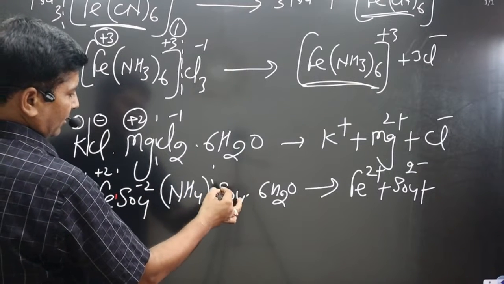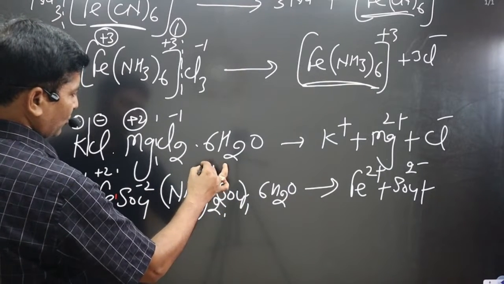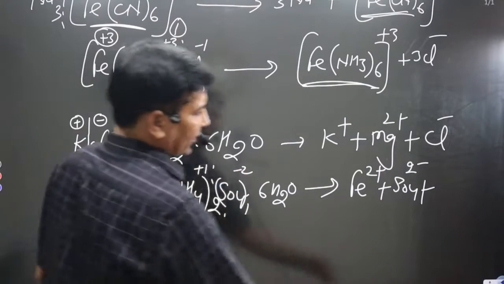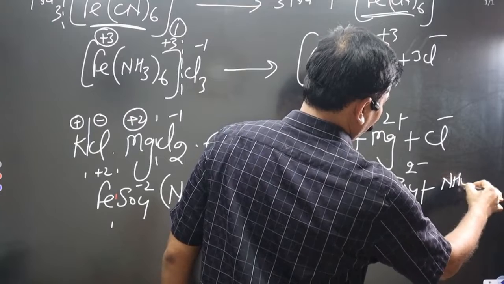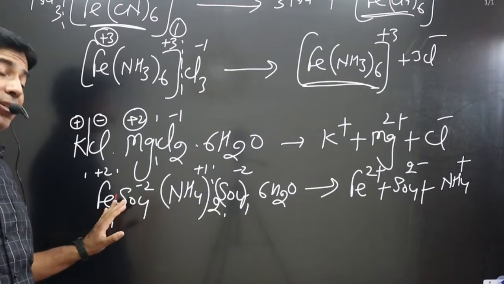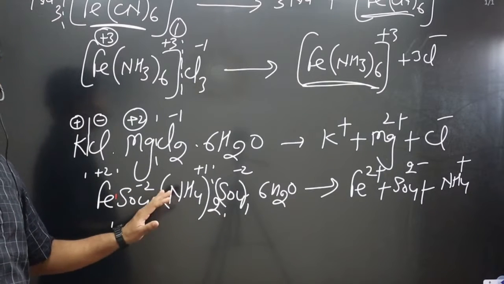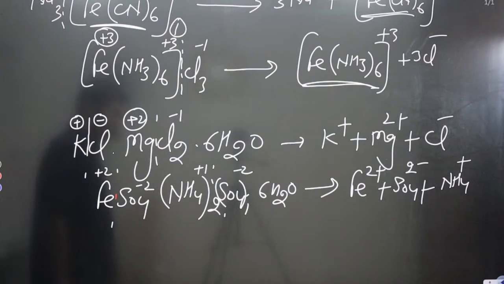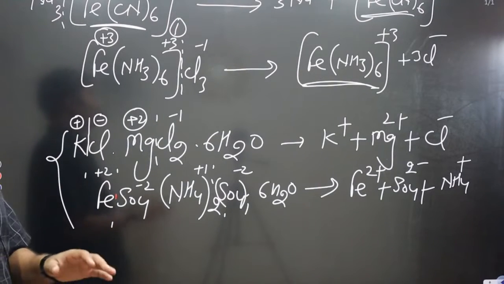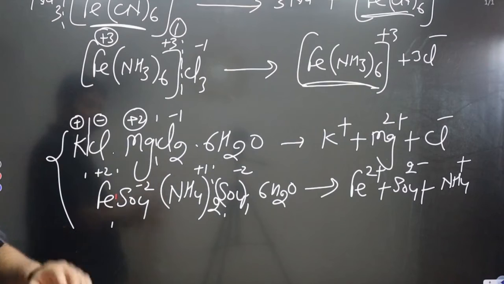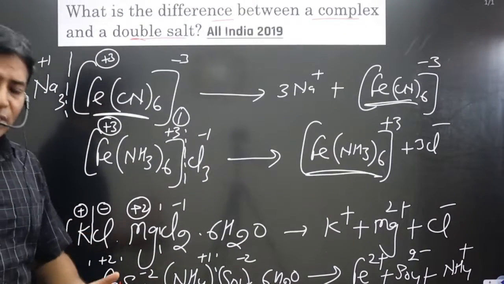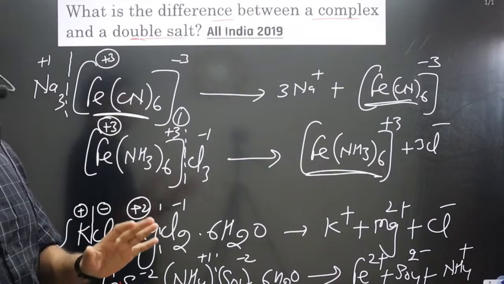Now, from here also you can break it. In this case you can see it is 1, it is 2. So it is also +1 charge, this is -2. So in this case we are getting ammonium ion, then sulfate ion already written. You can see complete dissociation. It also loses its identity in aqueous solution. So these are the examples of double salt which lose their identity because they undergo complete dissociation. But in case of complex salt, they do not undergo complete dissociation. That's why they do not lose their identity.